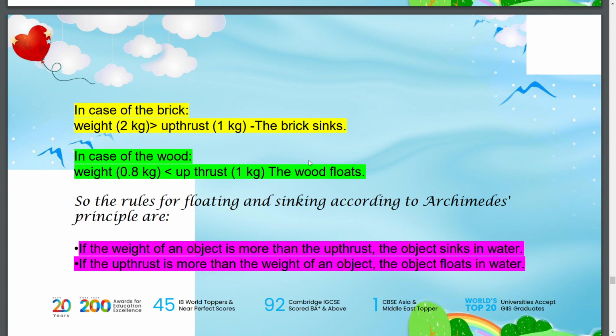In the case of the brick, weight 2 kg, upthrust 1 kg, the brick sinks. In the case of the wood, weight 0.8 kg, the upthrust is more at 1 kg, so the wood will float. So the rules for floating and sinking according to the Archimedes principle are: if the upthrust is more than the weight of an object, the object will float in the water. If the weight of an object is more than the upthrust, the object sinks in the water. Easy, simple.